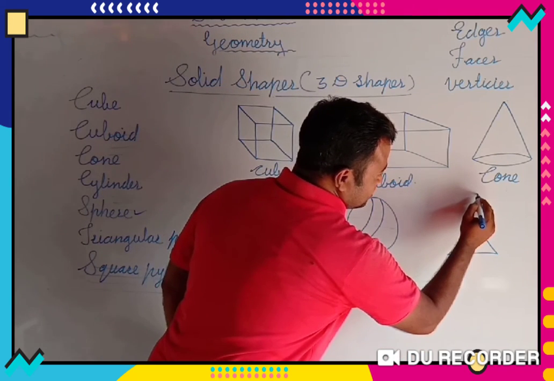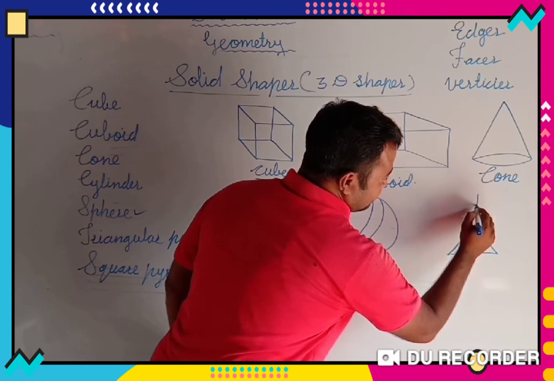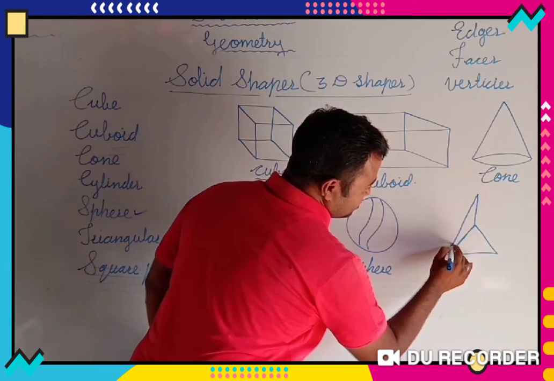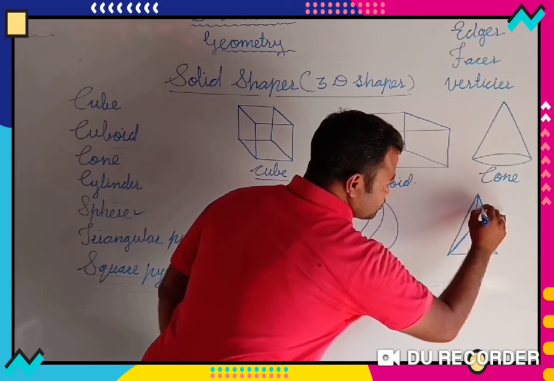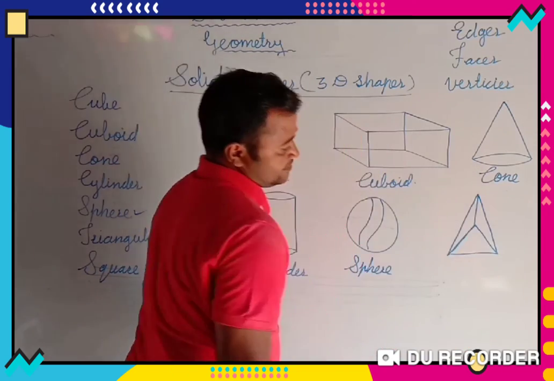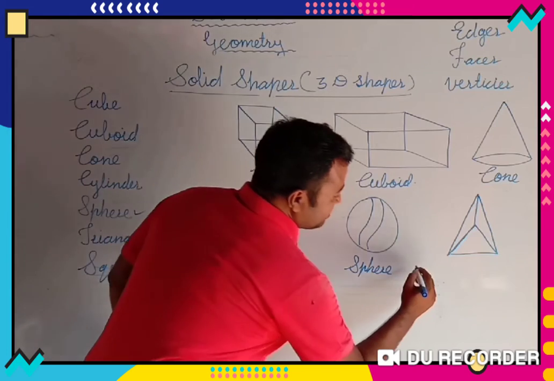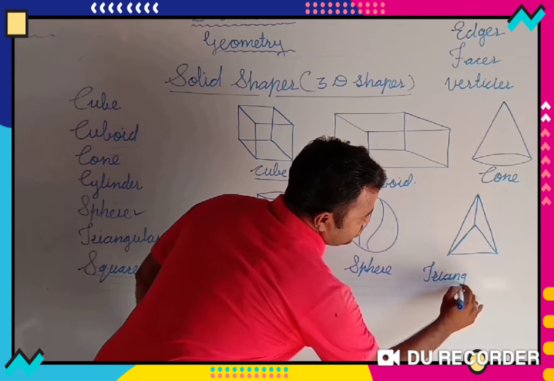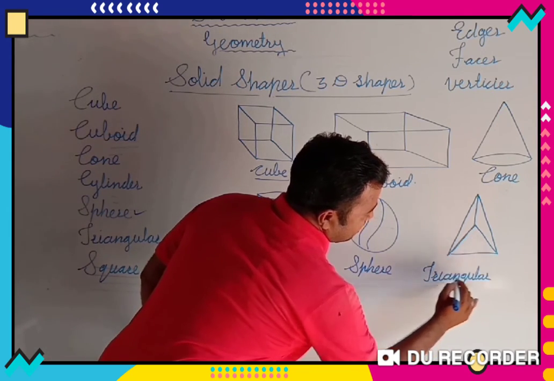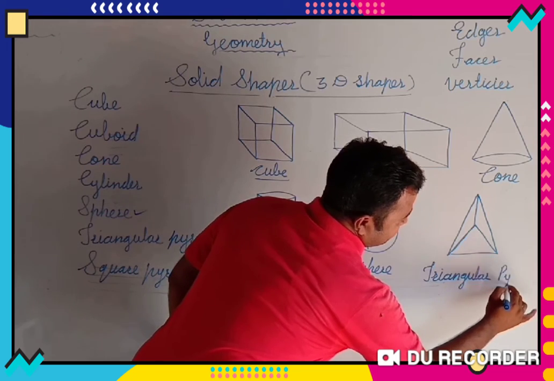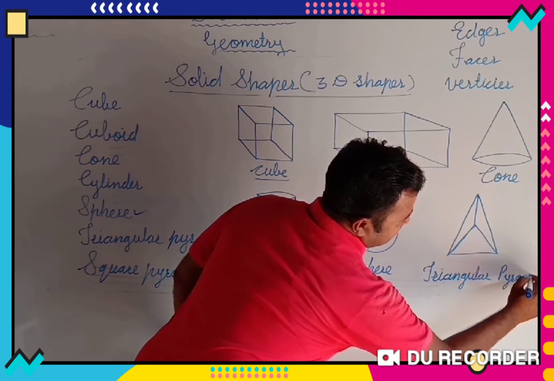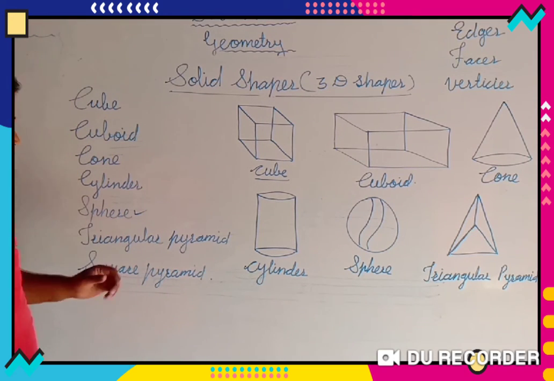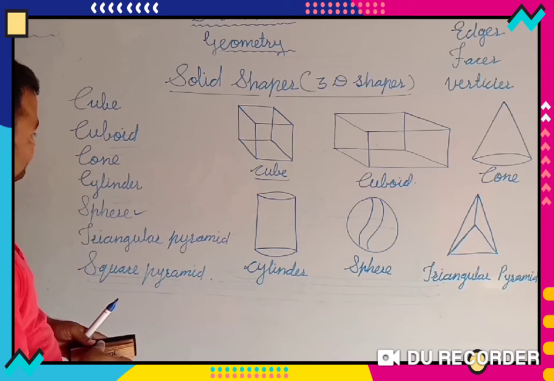Then the next figure is triangular pyramid, where you have to draw a triangle right here. At the top you have to make one more line, and then this corner you have to join with this corner downside here, and this corner you have to join with this corner downside here. Right? So this is triangular pyramid. T-R-I-A-N-G-U-L-A-R, triangular pyramid, P-Y-R-A-M-I-D. The last figure which remains is a square pyramid.